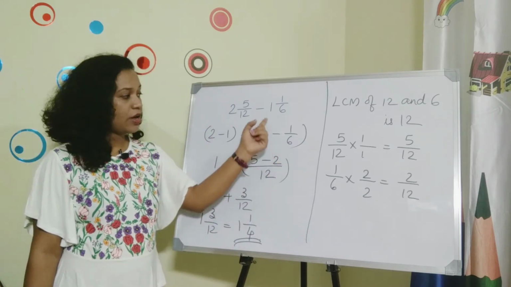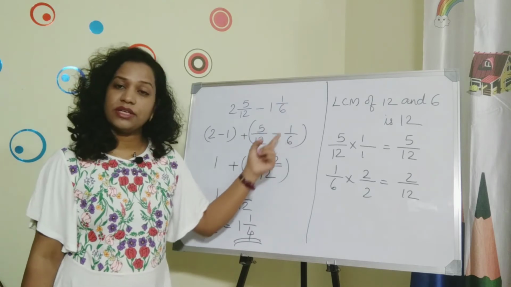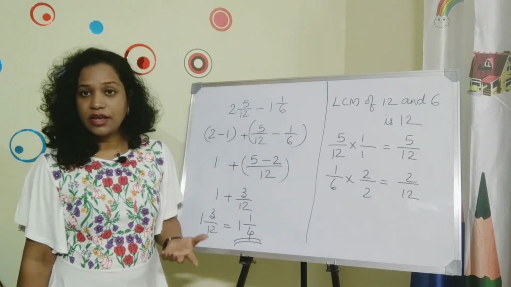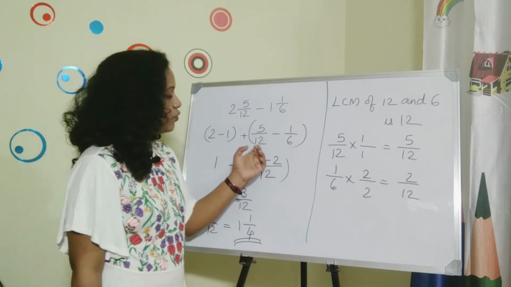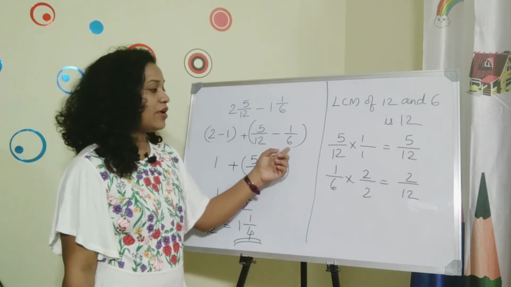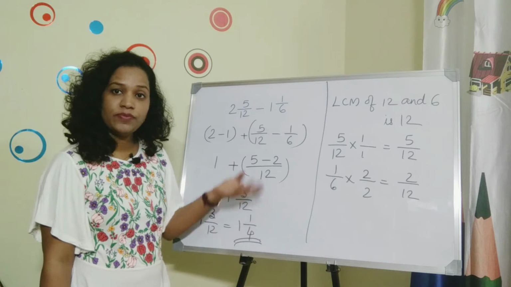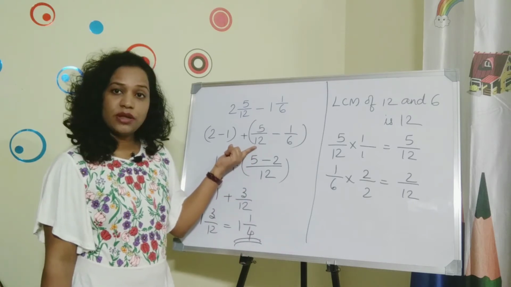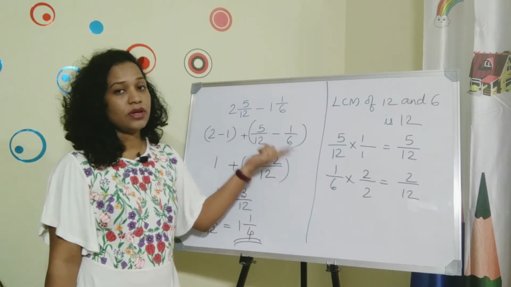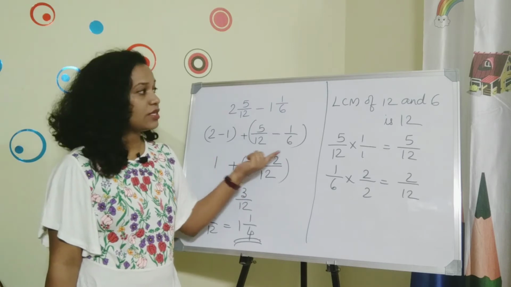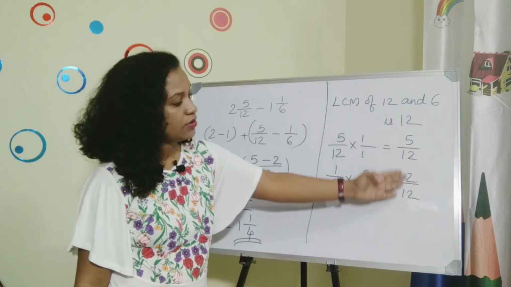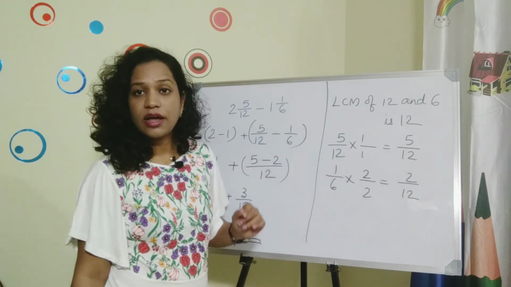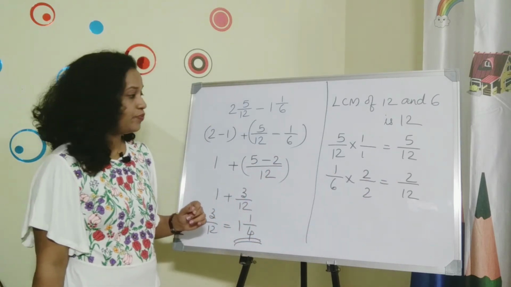So here 5 by 12 and 1 by 6 are unlike fractions. So we have to make them like fractions. So we have to find the LCM of 12 and 6. As I had told you, if the bigger number is a multiple of the smaller number, the bigger number will be the LCM. So here the LCM is 12 and here I have found the like fractions also.